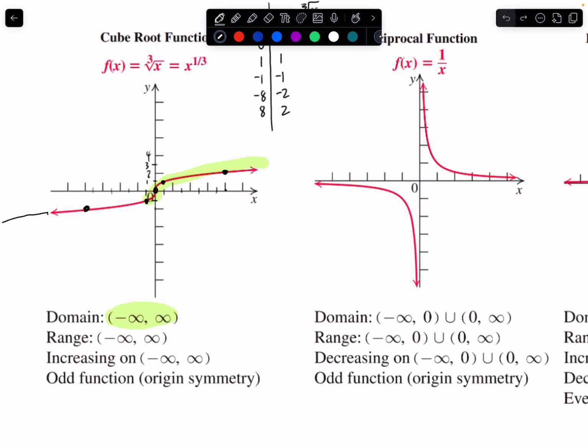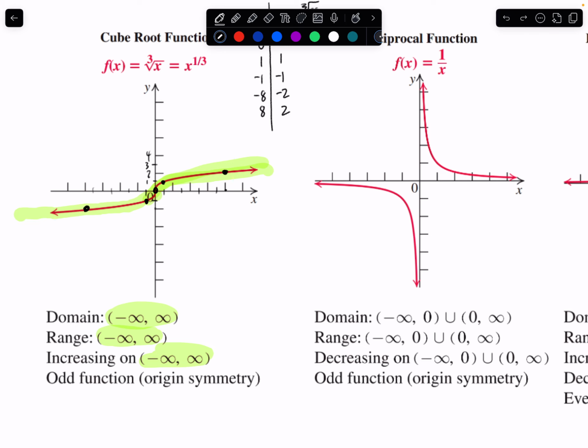And really, really big in the negative direction as well. So that means you have all values, positive and negative, for the range, up and down. Now it's increasing the whole time because as you read from left to right, it never starts going down, only continues to go up, right? So always increasing.